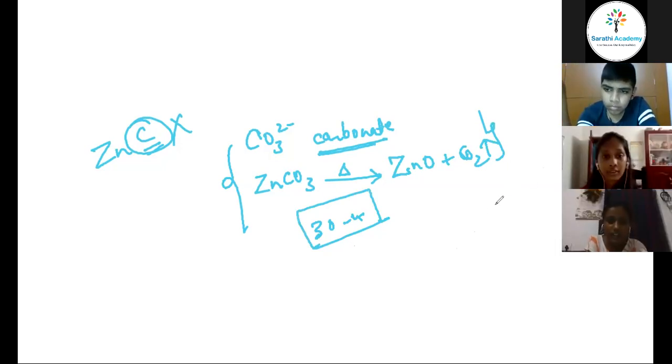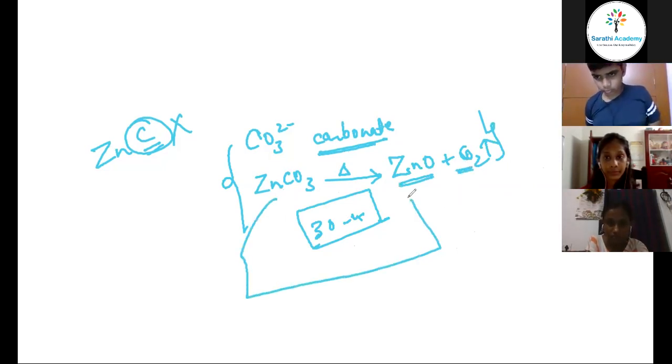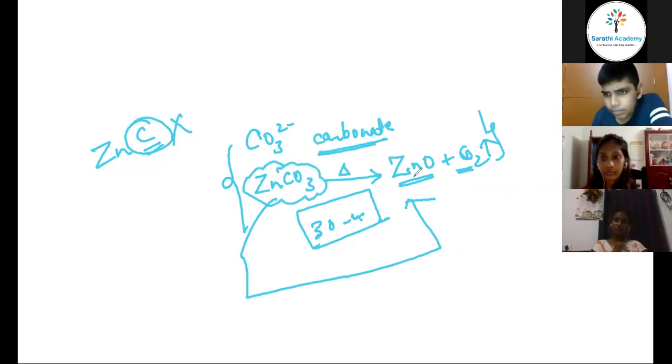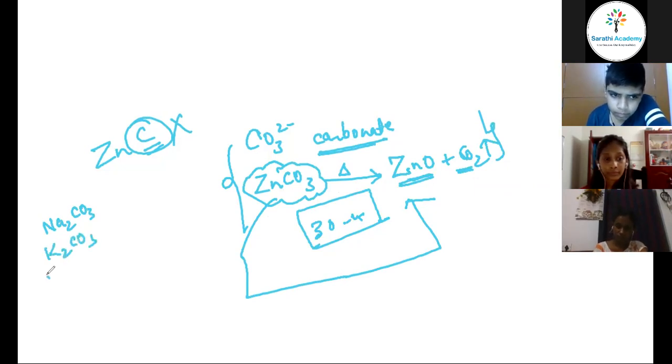Sir, how does the reaction take place in ZnCO3? Can you explain it? If you heat it, then it is going to break like this: ZnO plus CO2. So these carbonates are a little unstable, so if you heat them, they are going to turn into oxide and release CO2 gas. Some carbonates are stable, for example Na2CO3, K2CO3, Rb2CO3. So these are quite stable. If you heat them, there will be no reaction.